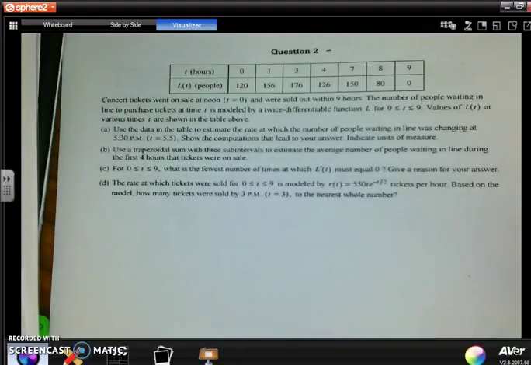Okay, this is question 2 from 2008, the AB AP Calculus exam. So again, this is part of the calculator active section. So you would have your calculator for the first 30 minutes, and that would include questions 1 and 2.